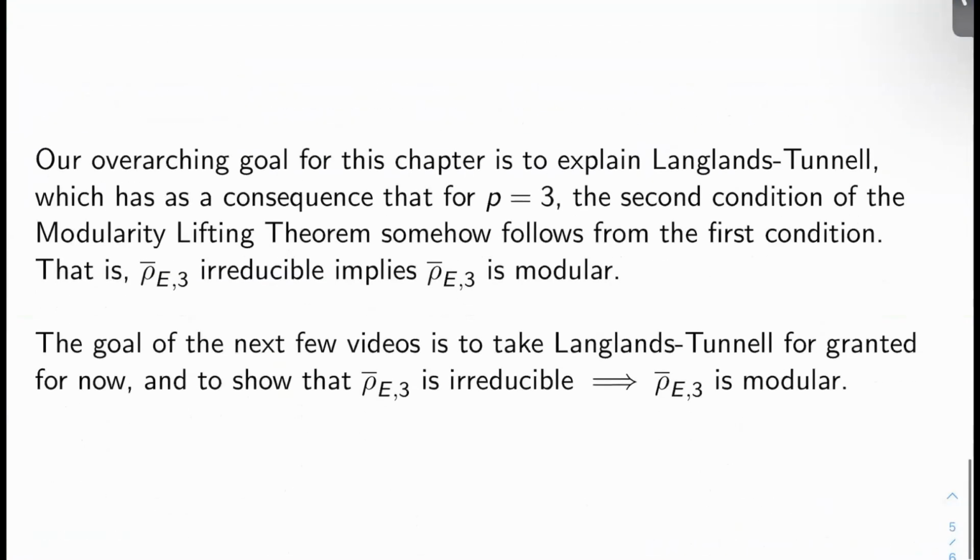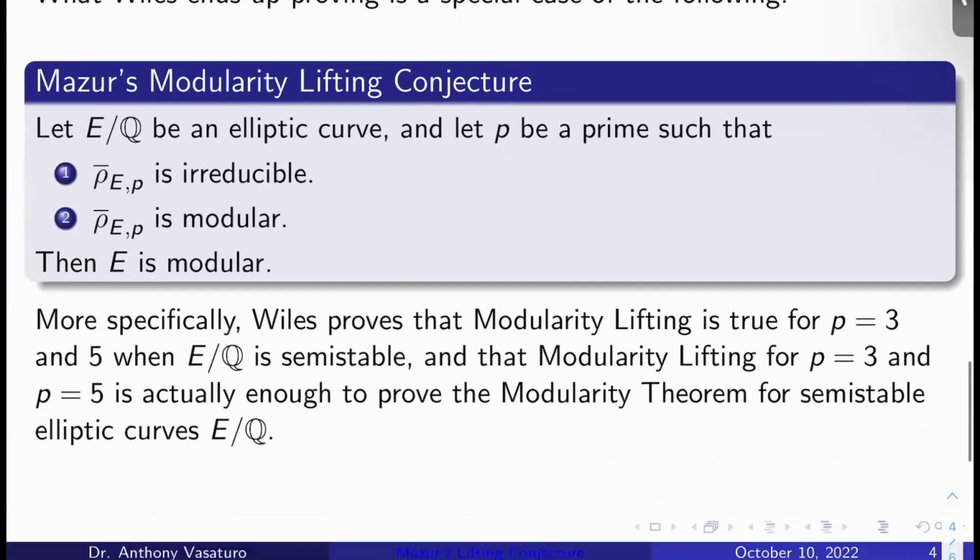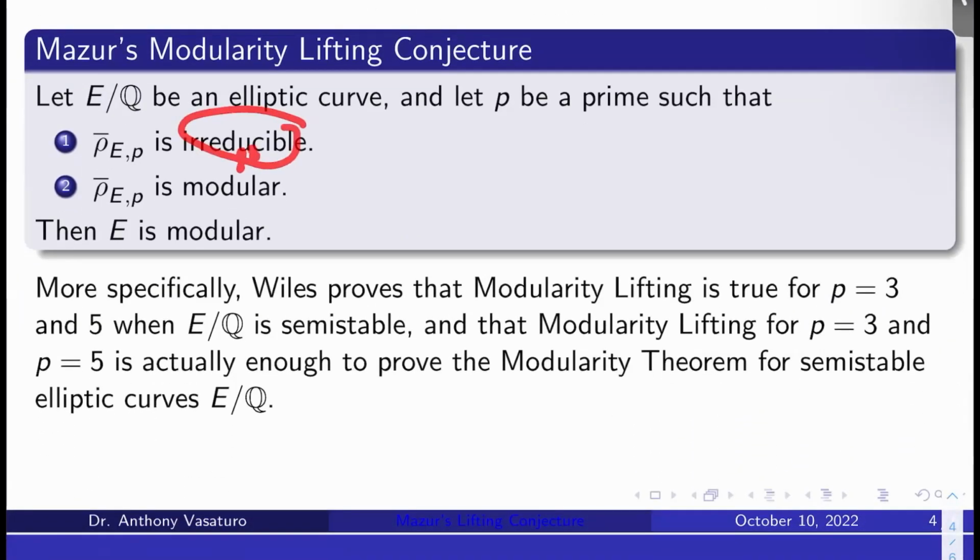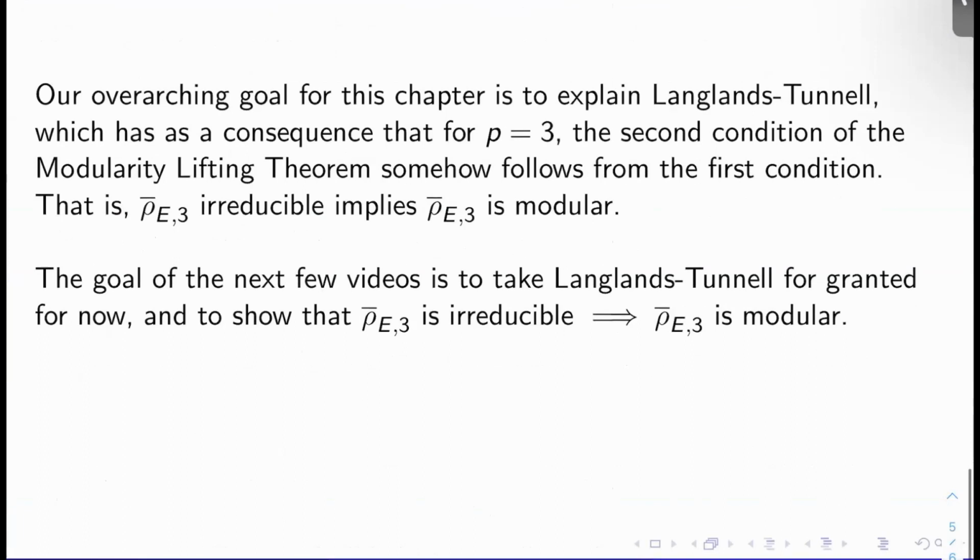So what's the goal of this chapter? The overarching goal is to explain Langlands' tunnel, which has as a consequence that for p equals 3, the second condition of the modularity lifting theorem above somehow follows from the first condition. This is one of the broken, overpowered miracles of the proof of Wiles and Taylor. That is, when p equals 3, somehow irreducibility just gives you the modularity for free. You don't have to derive it or assume it or prove it. Very miraculous. This seems to be a special feature of the prime p equals 3.